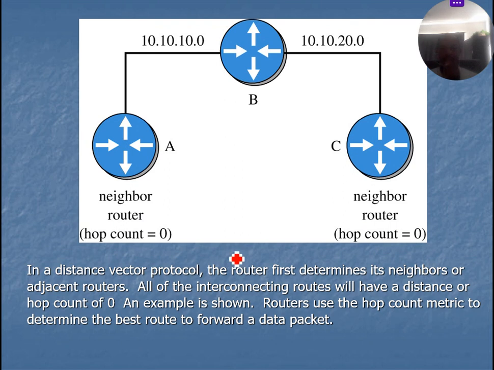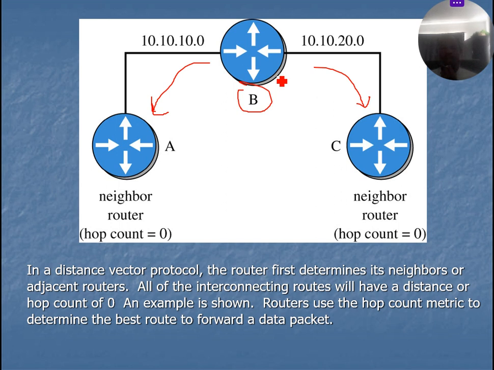So in a distance vector protocol, the router first determines its neighbors. That's the first thing it does. Let's say we're looking at router B. It has to determine its neighbors. There's one adjacent neighbor here, and another adjacent neighbor here. The first thing the router has to do in a distance vector protocol is determine its neighbors, or what you call adjacent routers.